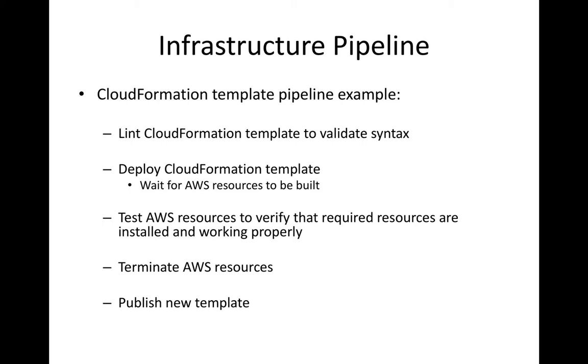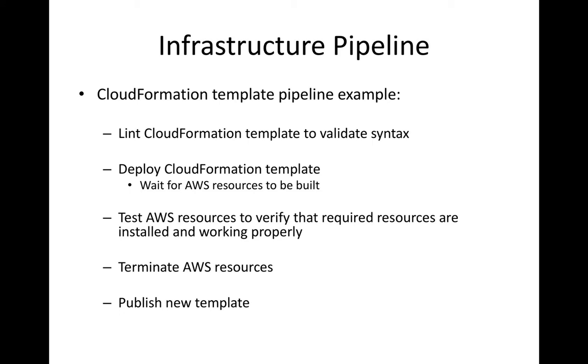So an infrastructure pipeline like this might start out by, of course, cloning the Git repo where the CloudFormation template lives. And then the pipeline might perform a linting process to lint the CloudFormation template to verify that the template contains valid CloudFormation syntax. Then the pipeline would perform a deployment of the CloudFormation template. So it would create a test stack, and it would wait for the template creation to complete.